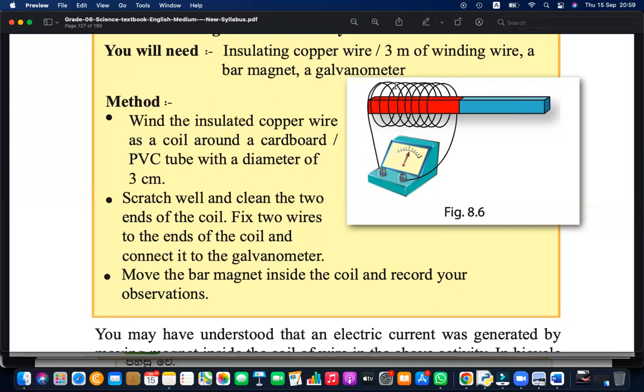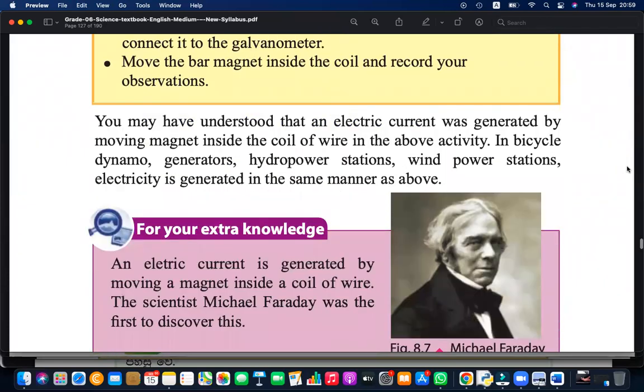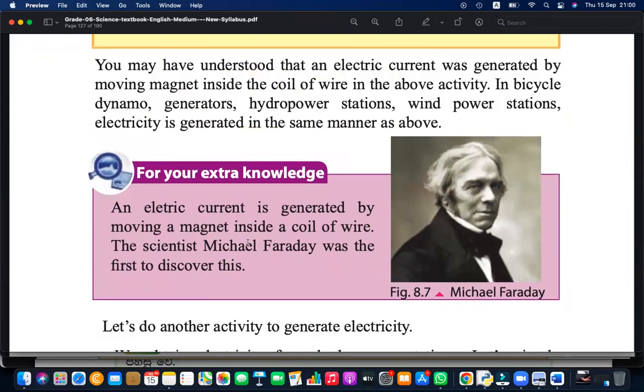When you move the bar magnet from this side, it will generate current. When you move the bar magnet the other side, it will generate current. So that is what you can see. This is what was found by Michael Faraday. We said that last day also. Michael Faraday was the founder of this concept. He found that by moving a magnet inside a coil of wire, it will generate electricity. An electric current is generated by moving a magnet inside a coil of wire.